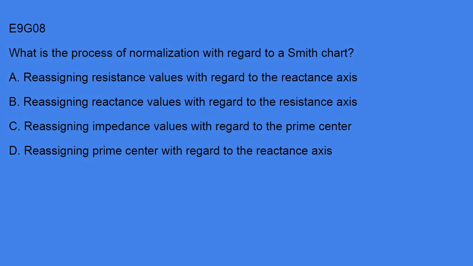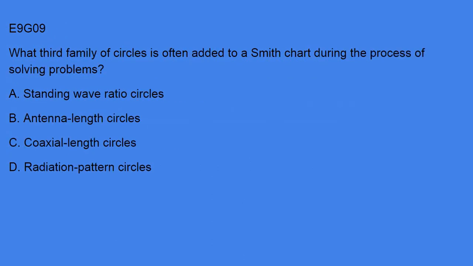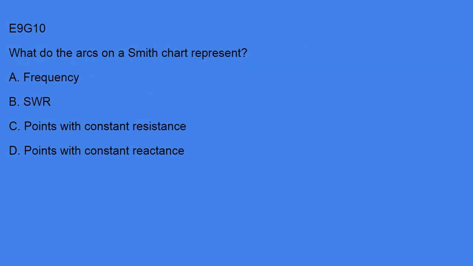E9G08, what is the process of normalization with regard to a Smith chart? Reassigning impedance values with regard to the prime center. E9G09, what third family of circles is often added to a Smith chart during the process of solving problems? Coaxial length circles. E9G10, what do the arcs on the Smith chart represent? Points with constant reactance.